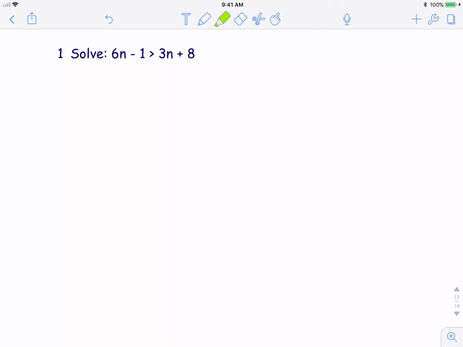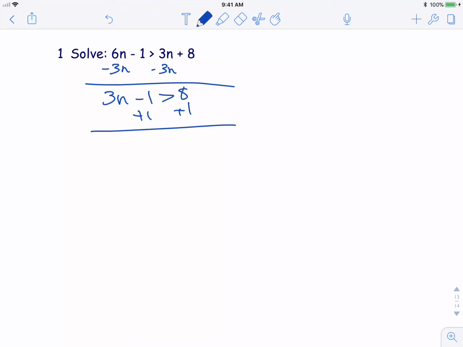In this next example, you see variables on both sides of the inequality sign. Remember, if I ever want to combine things that are on opposite sides, I use opposite operations. So I'm going to subtract 3n from both sides of my inequality. This leaves me with 3n minus 1 is greater than 8. And then using inverse operations, I'm going to add 1 to both sides. And I am left with 3n is greater than 9. And then I'm going to divide both sides by 3 to leave me with a solution of n is greater than 3.